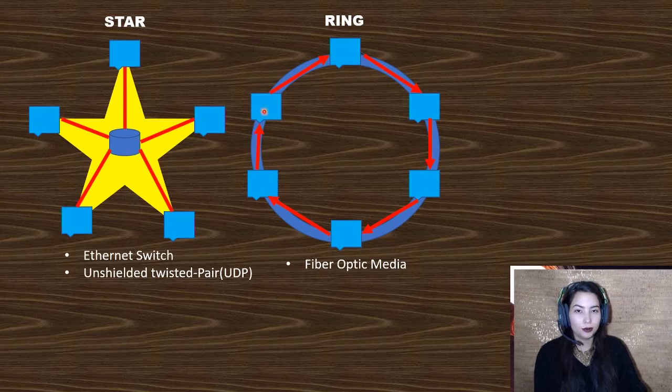This device can't just go this way. It's got to go all the way through these devices, and the devices have to look at the traffic and say, oh, that's not for me. Oh, that's not for me. Oh, yes, that is for me.